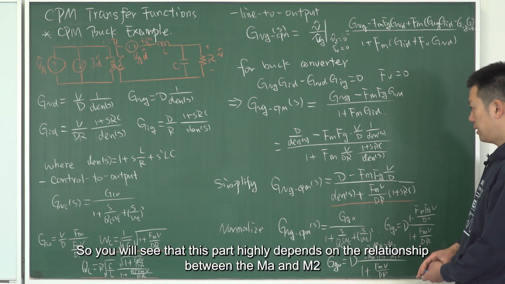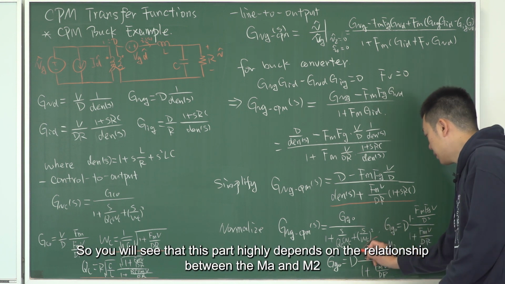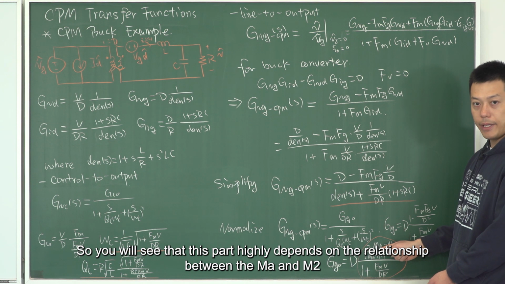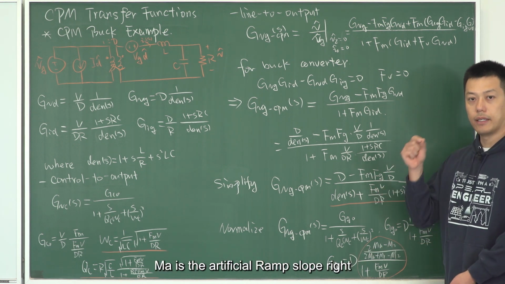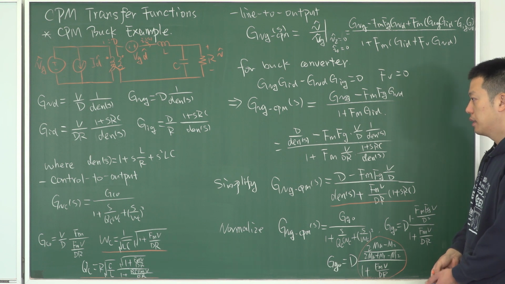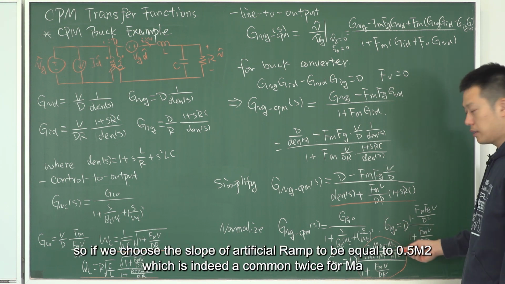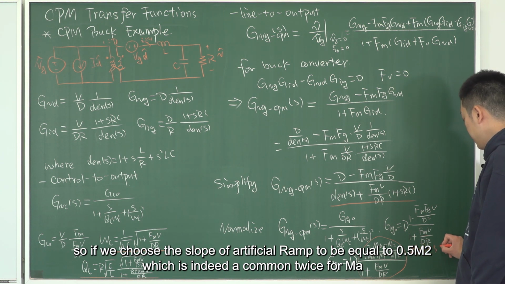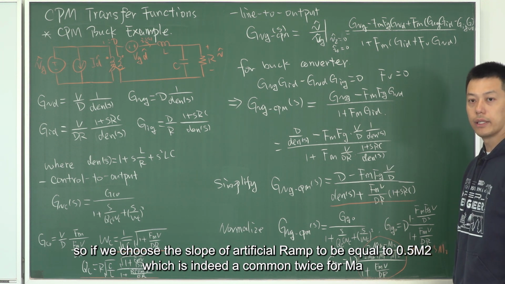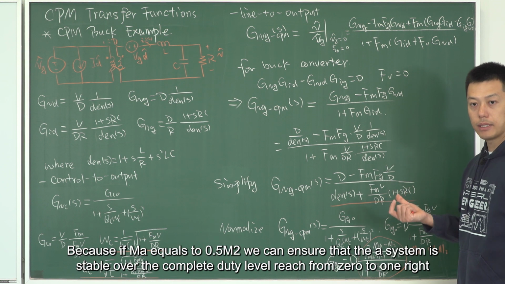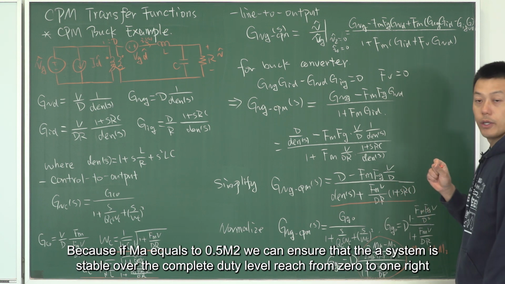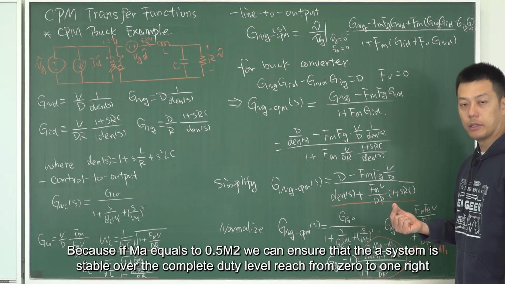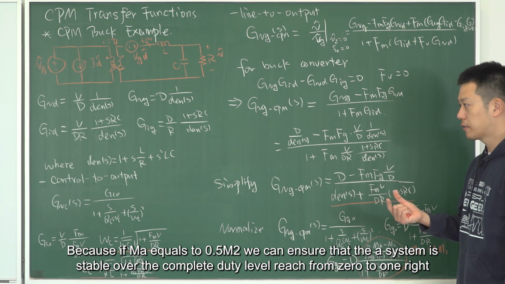So you will see that this part highly depends on the relationship between the MA and M2. MA is the artificial ramp slope, right? So if we choose the slope of artificial ramp to be equal to 0.5 M2, which is indeed a common choice for MA, because if MA equals to 0.5 M2, we can ensure that the system is stable over the complete duty cycle range from 0 to 1, right?